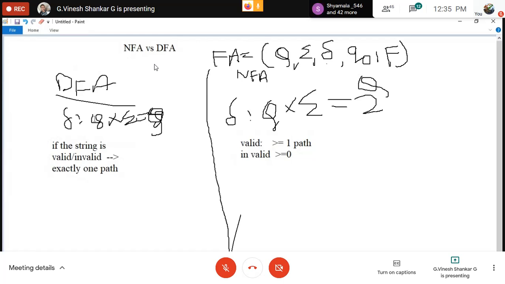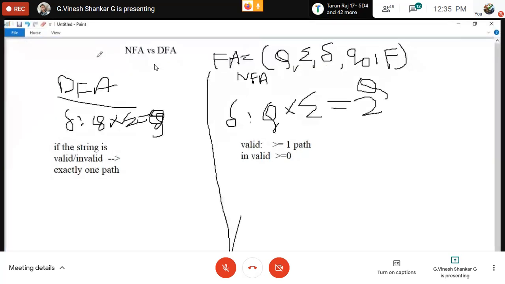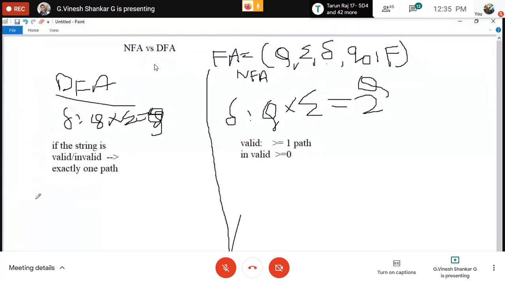So while drawing the diagram, you will understand. Let me take one diagram here. So I can draw like this. Let me draw some examples to show you. Normally when we draw the DFA here, I'm taking one state. From that state, with respect to B, I'll be going to the final state.